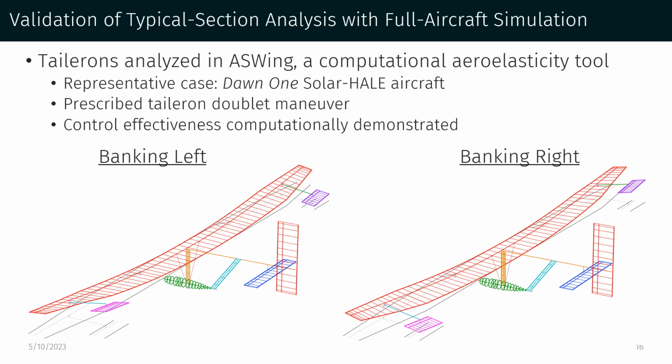This simulation is conducted in ASWing, which is a computational aeroelasticity tool. Here we take the representative case of the Dawn 1 solar aircraft. We give it a prescribed Taileron doublet maneuver that lasts approximately 10 seconds. Control effectiveness is computationally demonstrated, as shown in the pictures below, by the wing warping. It's also validated by the heading change that's achieved of approximately 12 degrees over 10 seconds.